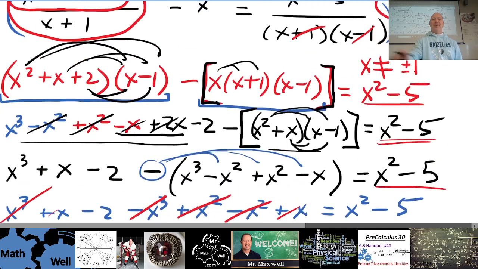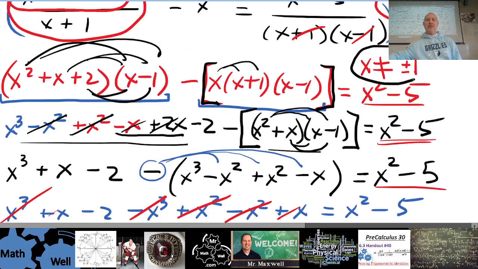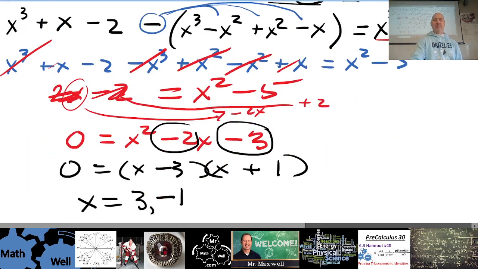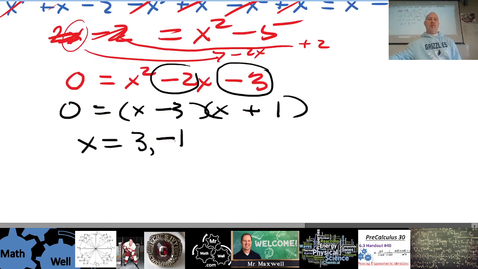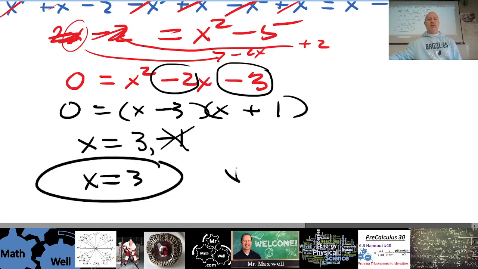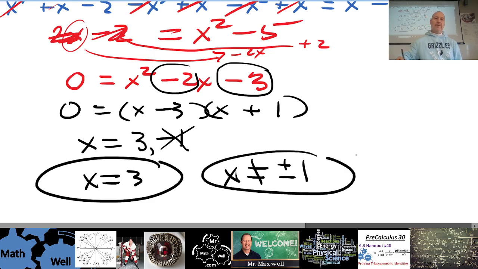You remember what our restrictions are. Very, very good. I'm impressed. So you would say to yourself, hey, x equals -1 is a restriction in this question, so I cannot include this in my final answer. So therefore, x equals 3 is your final answer, with x not being able to be equal to plus or minus 1. And there you have it. That is the conclusion of this question.